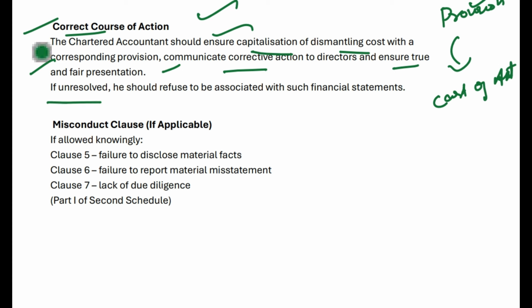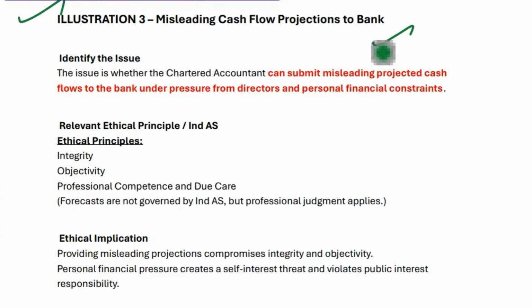If it is unresolved, then you have to refuse to be associated with the financial statements. Done. So if you are allowing them to present this way, whatever they have decided, then you are guilty of professional misconduct under clause number 5, 6, 7 of Part 1 of the Second Schedule. Third one, this case study is a misleading cash flow projection.